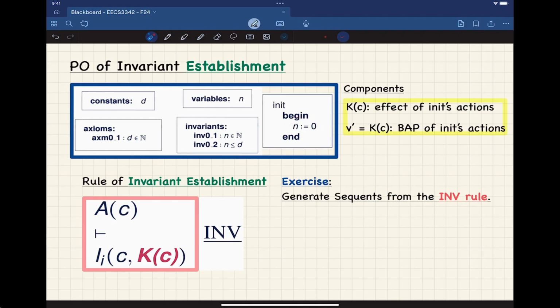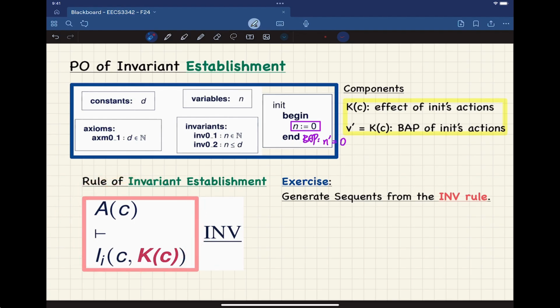And what's the before-after predicate? That could be useful too for later. So if you look at the action over here, the before-after predicate is simply n prime equals 0. Right? That's also easy to see. And this is the proof obligation rule for invariant establishment.